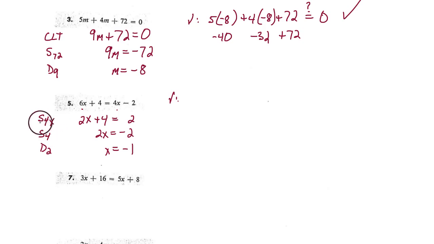The first thing I did is I subtracted 4x. 6x minus 4x is 2x. And then I brought down the plus 4. Oh, I see my mistake. That should have been negative 2. So let's correct that mistake and continue from there. When you subtract 4, you get 2x equals negative 6. When you divide by 2, you get x equals negative 3. Let's check it again.